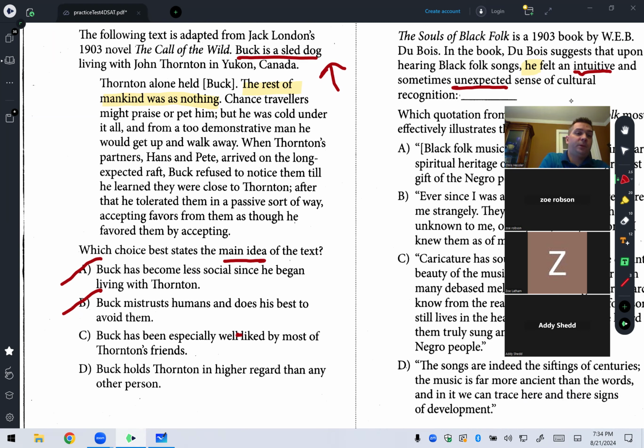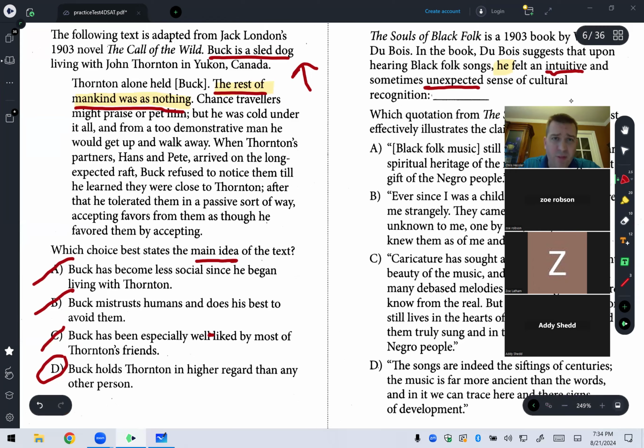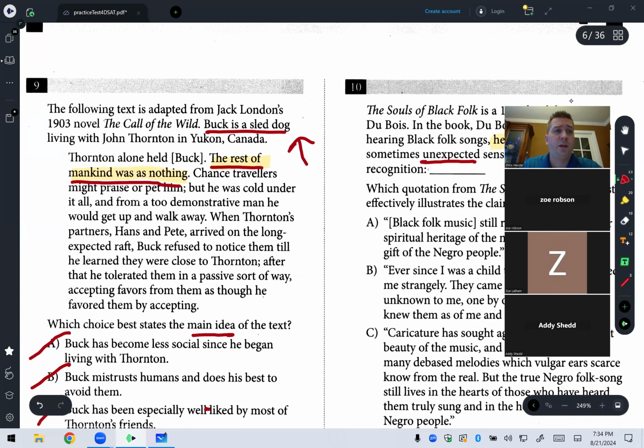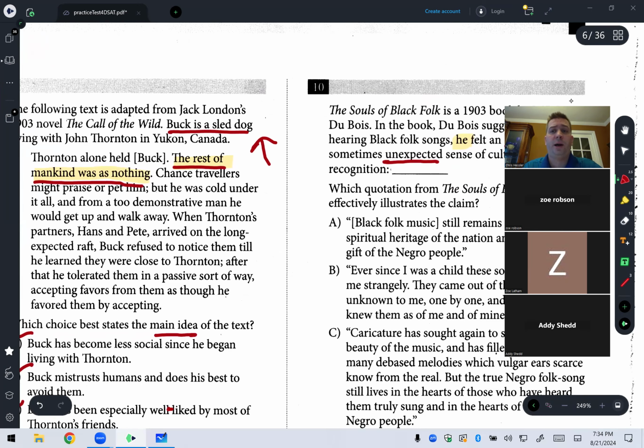Anyway, Buck has been especially well liked by most of Thornton's friends. We don't know that. The correct answer for this one is D. We do know that Buck holds Thornton in higher regard than any other person. I highlighted why I think that is. The rest of mankind was as nothing. Buck likes Thornton. All right, on to the next one. That one I think is a little easier than I thought it would be for a number 9.